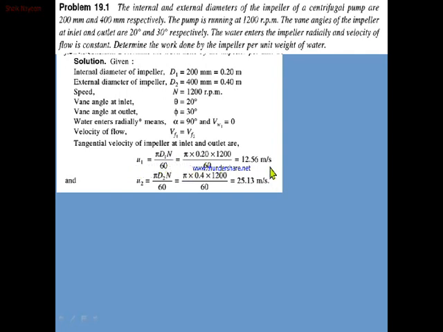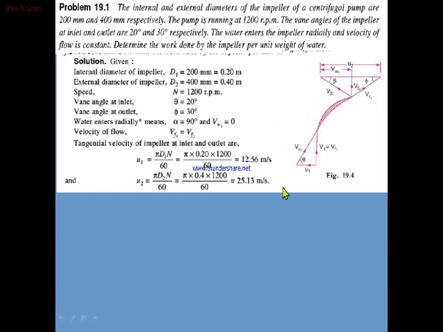So by substituting values, we will get the tangential velocity at the inlet, 12.56 meter per second. Similarly, we will calculate the tangential velocity at the outlet with the same formula. Instead of D1, we will substitute D2 and we will get 25.13 meter per second. So this is the tangential velocity at the inlet and outlet. So with this data, we can draw the velocity triangles at the inlet and outlet condition.